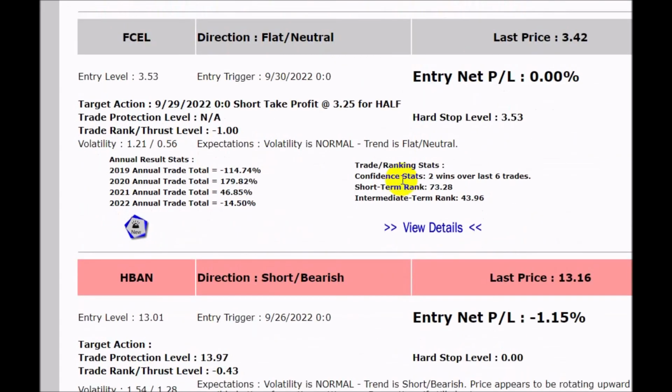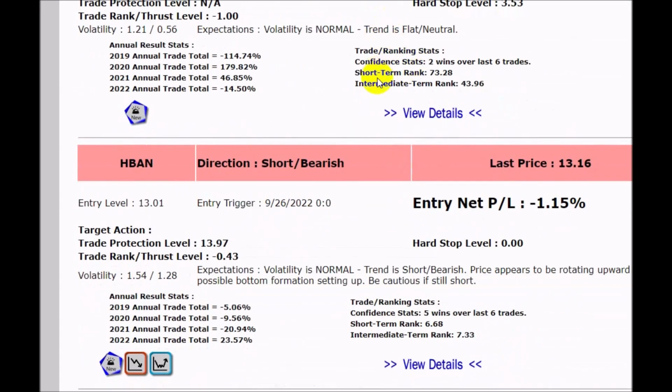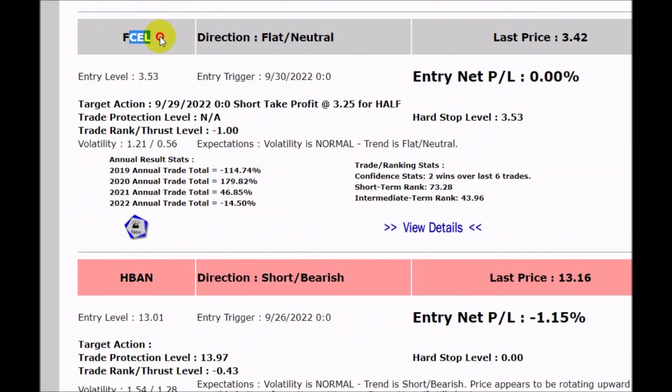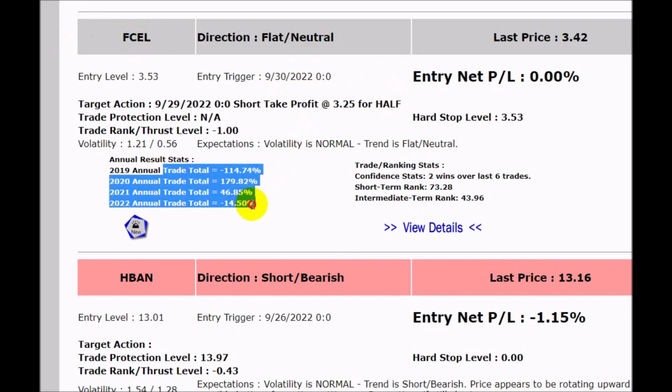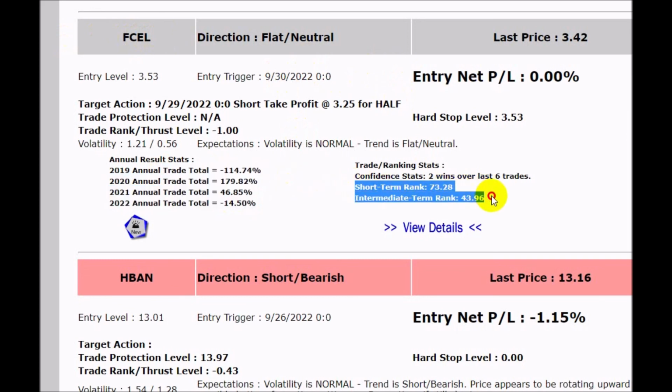When you get into something like here, FCell, we just got out of a trade. It's kind of been all over the place. It's got some big numbers, yes. It's got some big ranking numbers, yes. But that tells you that this is a very volatile stock. This could wipe out 40 to 70% of your capital or make 40 to 70% profits very, very quickly.